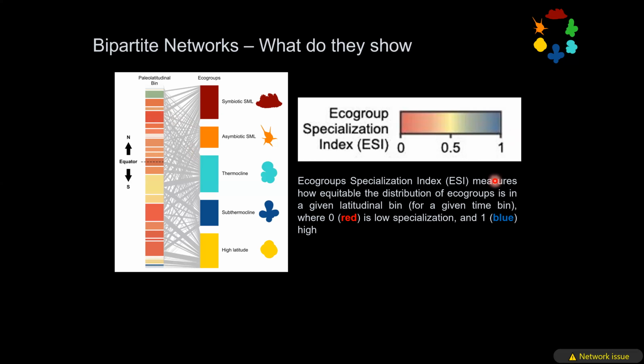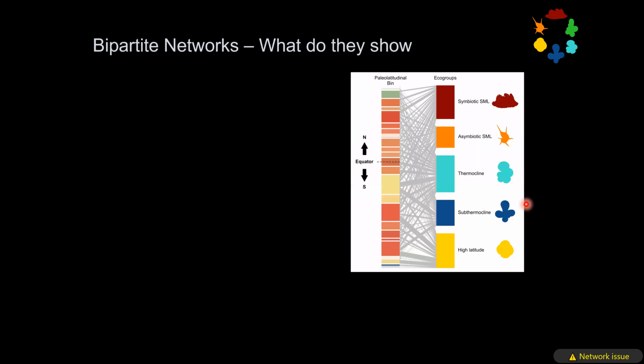Whereas a blue value is high specialization, and as we can see down here, this is a very clear blue one in the southern high latitudes. If we trace this gray line back, it's being dominated by our high latitude forms, of course. Neogloboquadrina pachyderma is the only thing in that bin, and it's having a really good time on its own. So this is a single bipartite network for the last 250,000 years.